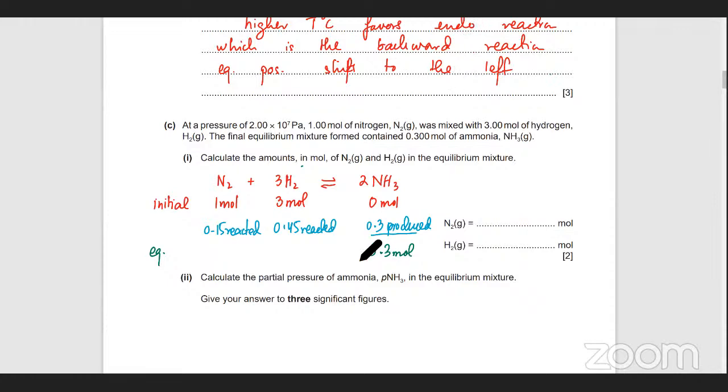So this is what's happening. 3 moles initially, 0.45 reacted. So what do you have at the end? It will be 2.55. And this one is going to be 0.85 moles. Okay, so 0.3. Let me just double check. Looks fine. Everything looks fine. Just let me quickly open the marking scheme as well, just to double check this.